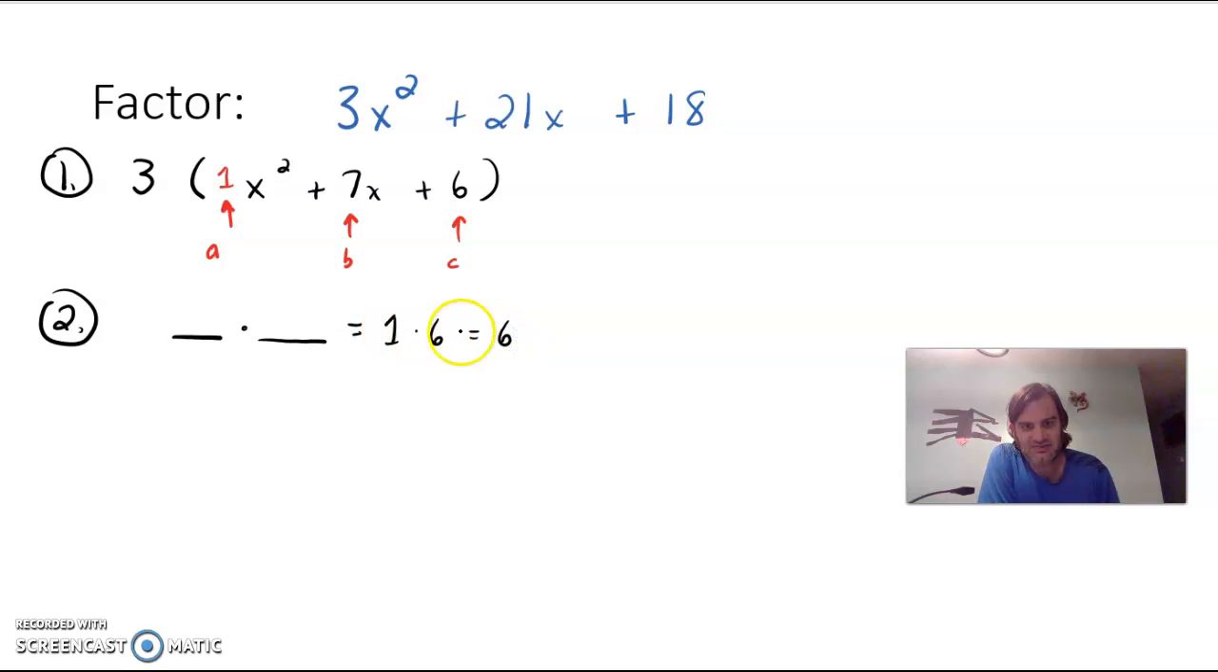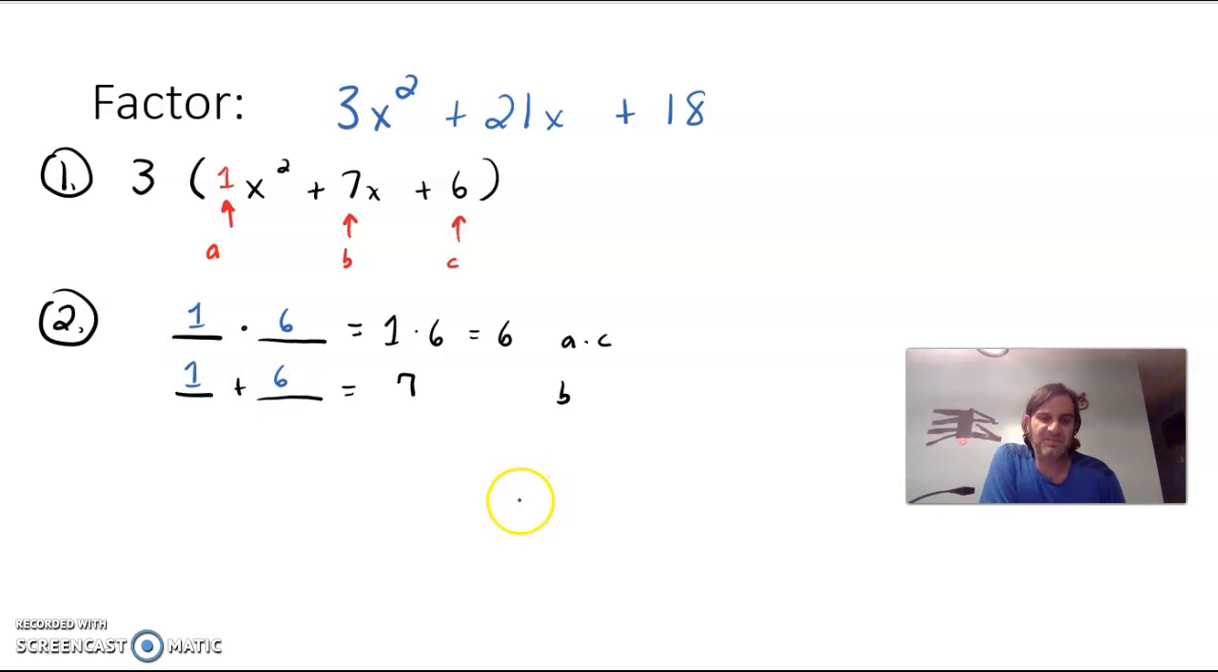Okay, so we need two numbers that multiply together to give us 6 and add up to be the number in the middle, which is 7. So let me see, that was a times c, and the 7 was the b. It doesn't take much work to figure this out. The two numbers that you want are 1 and 6. They won't always be the two numbers that you write down there in A and C.